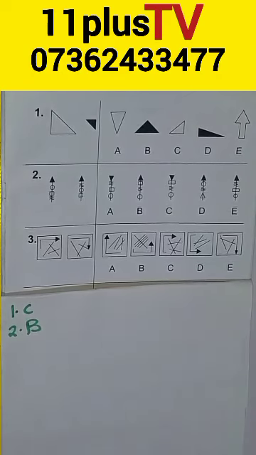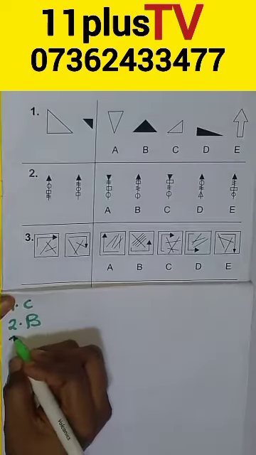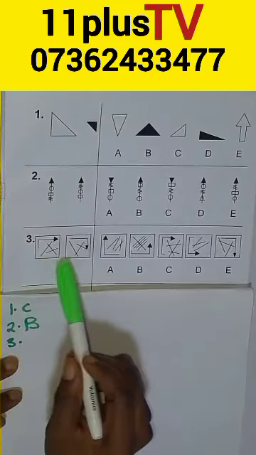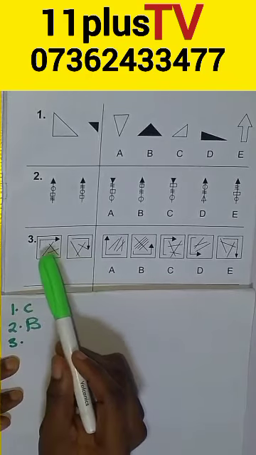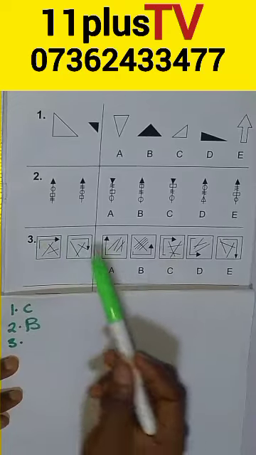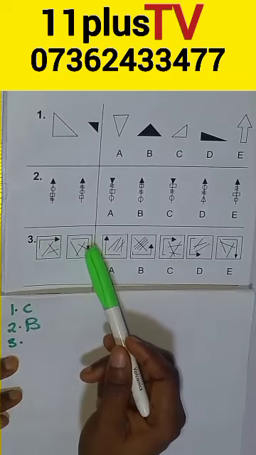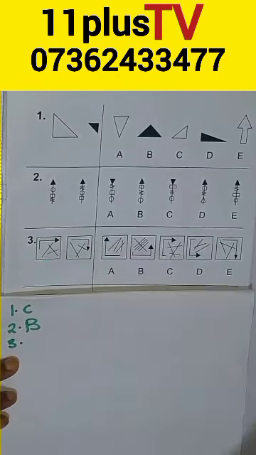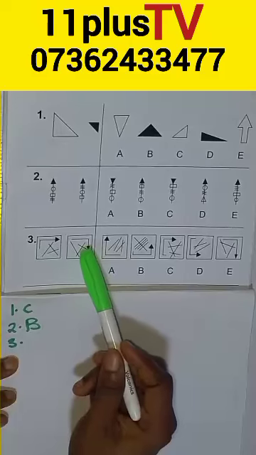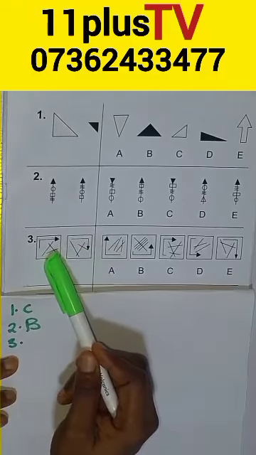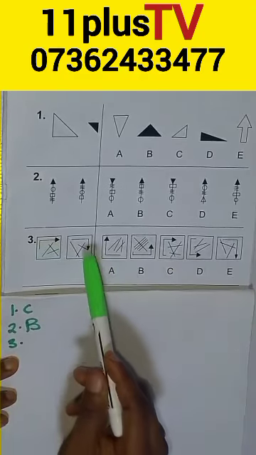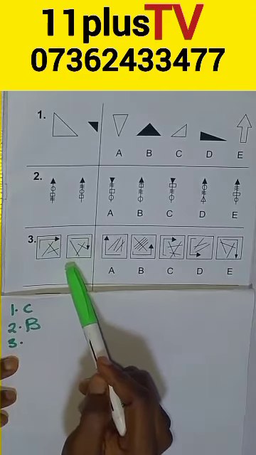Number 3, let's take number 3. Study the two figures. You can see both of them are in a box. They have a 2-jointed arrow going clockwise. That's this one and this one. And they have 3 straight lines. 2 are crossing each other, and 1 is crossing the other 2 lines.